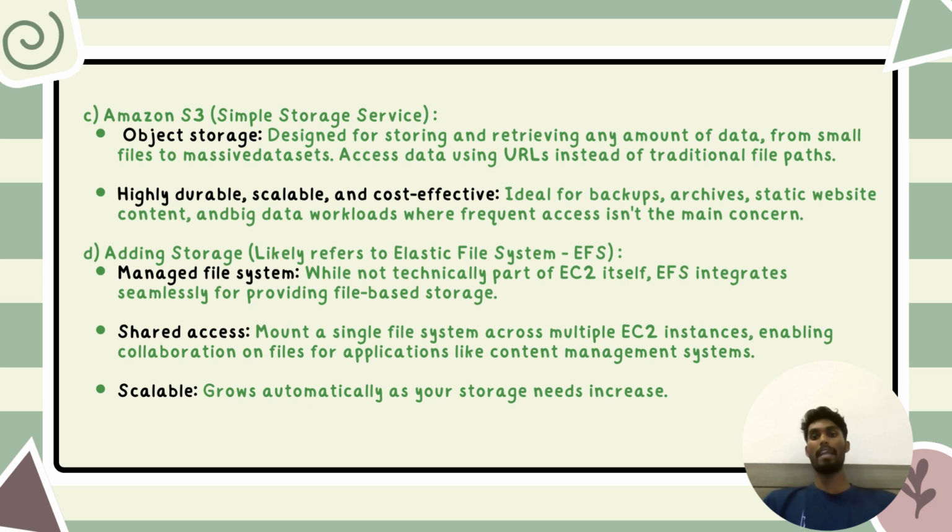So for the last one, which is adding storage, it's likely referring to the Elastic File System, which is EFS. So it has a managed file system. So while not technically part of the EC2 itself, EFS integrates seamlessly for providing file-based storage. So the second one is shared access. So it mounts a single file system across multiple EC2 instances, enabling collaboration on files for applications like content management systems. So the last one is it is scalable. So it grows automatically as your storage needs increase.